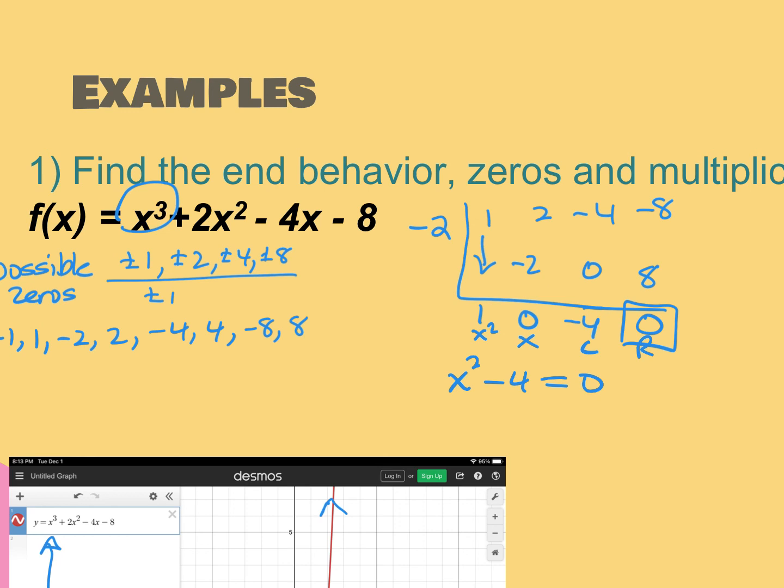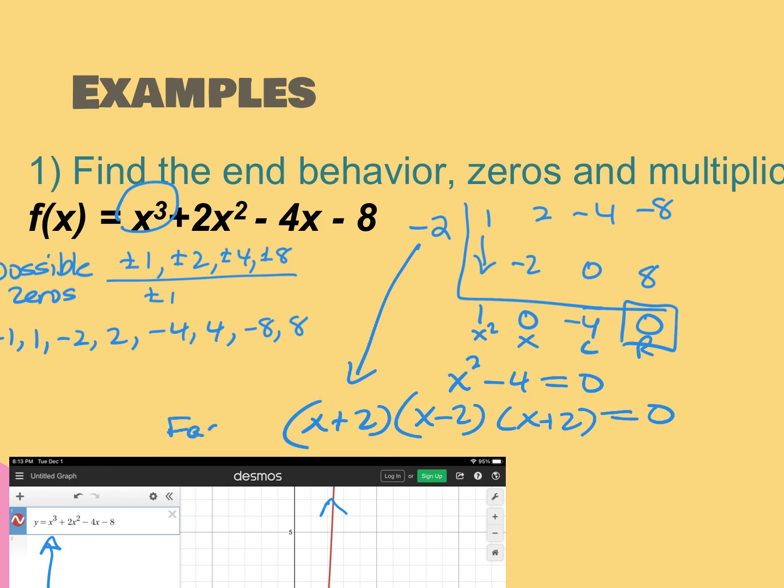So now I have x squared minus 4 equals 0. I can either use the square root method or I can factor it. I'm just going to factor it. It factors into x minus 2, x plus 2. And now don't forget about this one. I still had that one. So if it asks you to list the factors, these are factors.